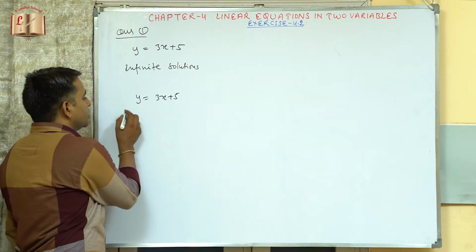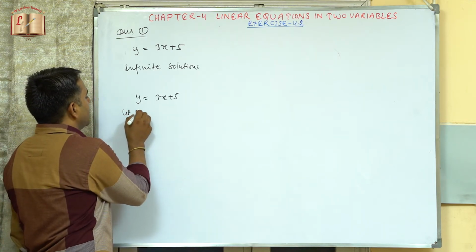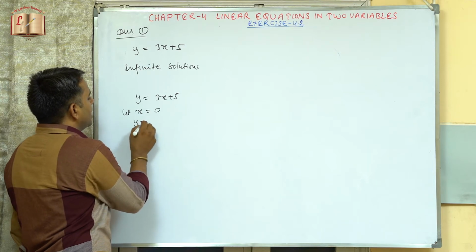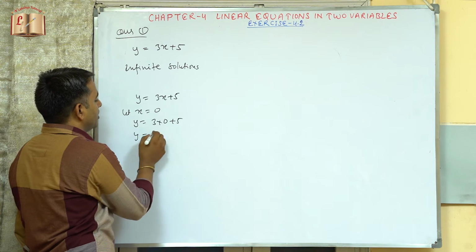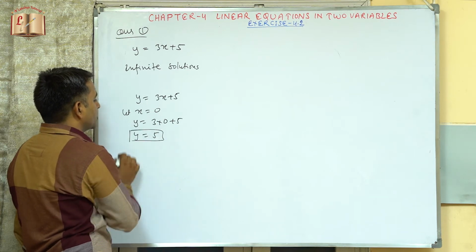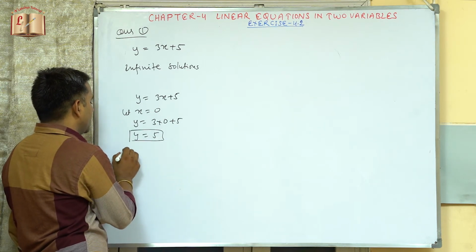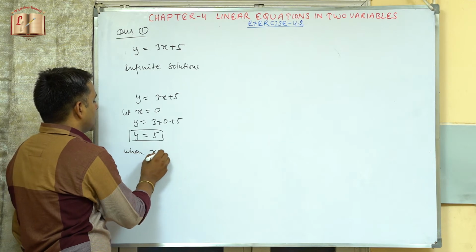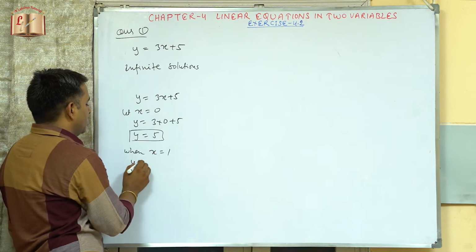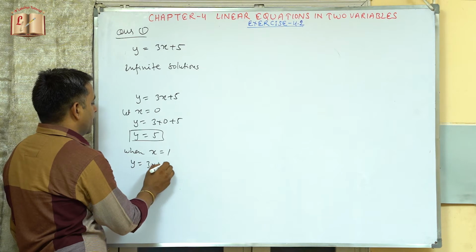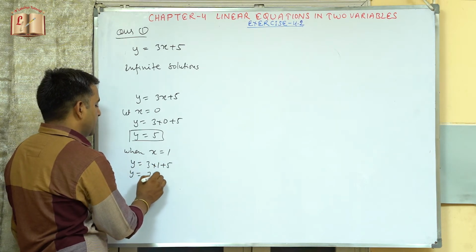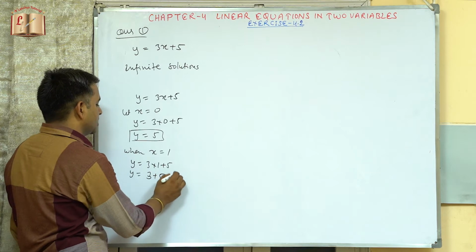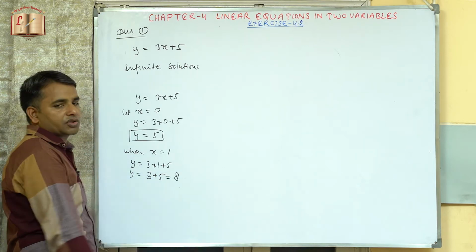सिमिलरली हमें y की वैल्यू आएगी। Suppose if we put x equals 0, so y will be 3 into 0 plus 5, so y will be equal to 5. So we got y equals 5. In case when x equals 1, y will be 3 into 1 plus 5, so y will be 3 plus 5, which is equal to 8. So we got y equals 8.